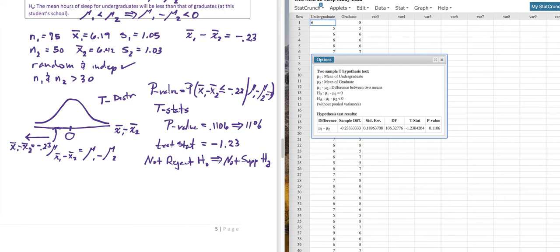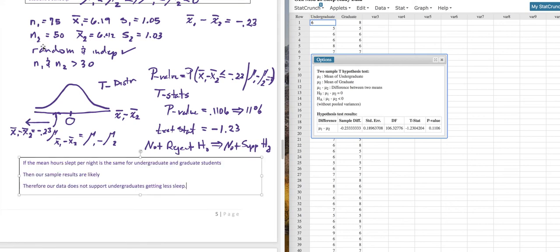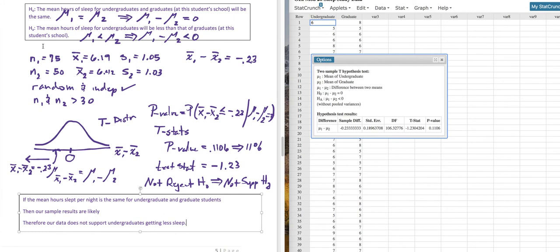All that's left to do is our final if-then-therefore conclusion. Please pause your video and see if you can come up with that on your own. All right, this is what I've got. If the mean hours slept per night is the same for undergraduate students, then our sample results are likely. Therefore, our data does not support undergraduates getting less sleep.